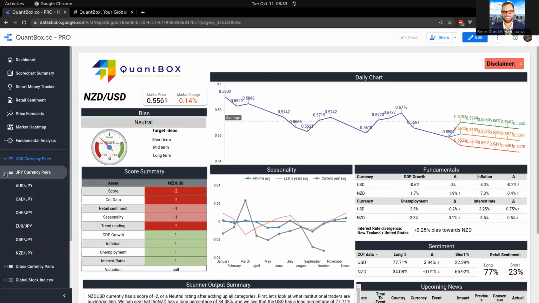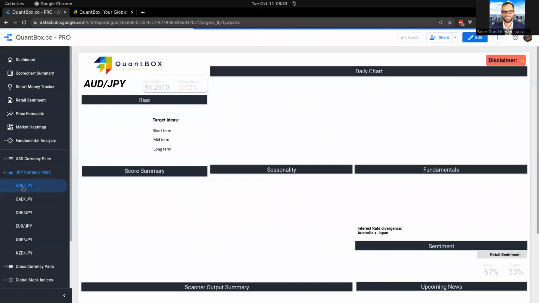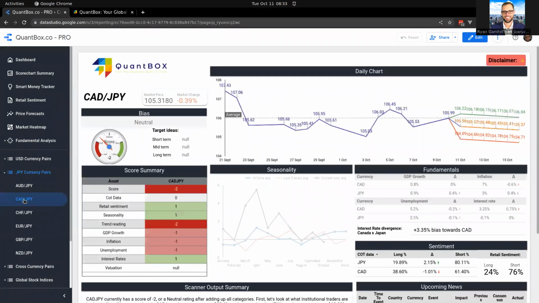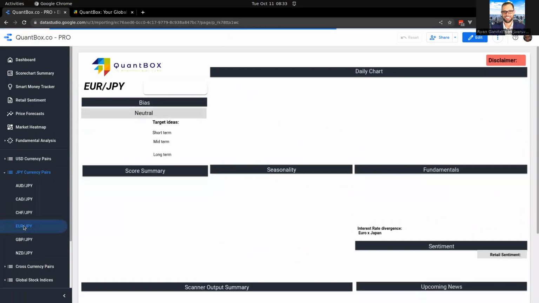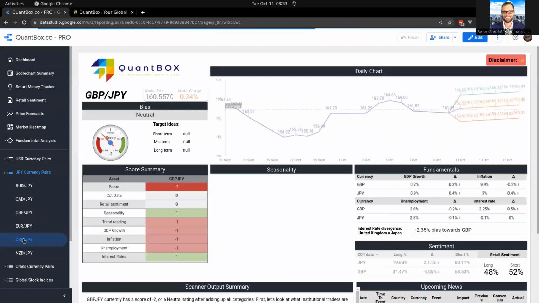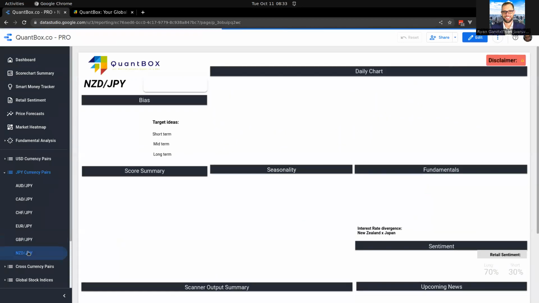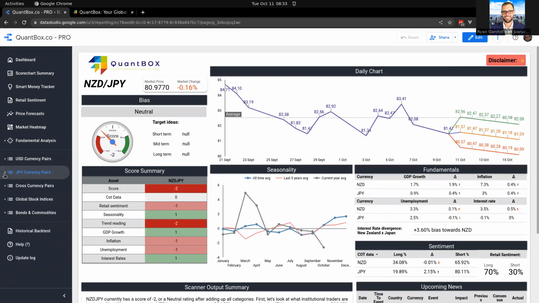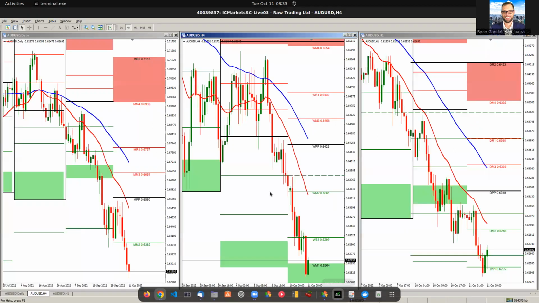In our yen pairs, Aussie Yen remaining bearish, CAD Yen remaining neutral, Euro Yen remaining neutral, Pound Yen remaining neutral, and Kiwi Yen remaining neutral. So not much difference from yesterday. Let's take a look at our charts.